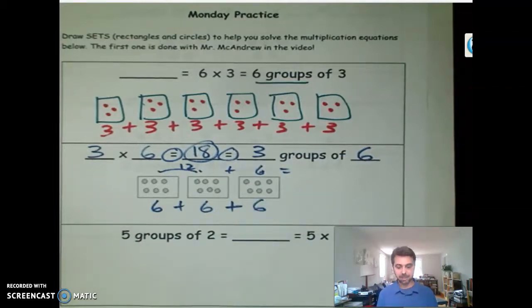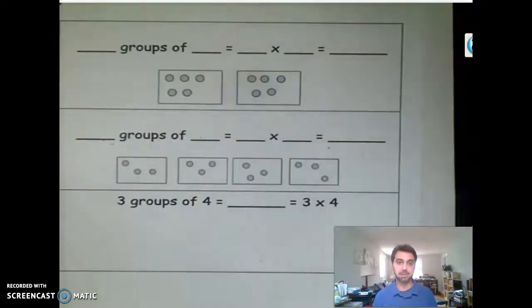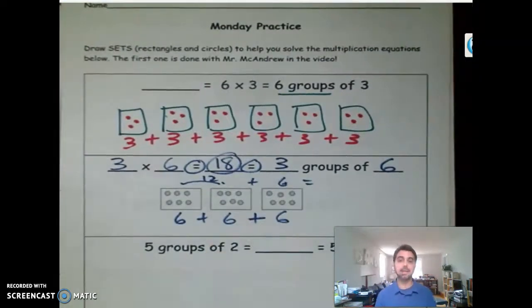All right. So you want to finish this one, and there are a few more on the next page for you to do and complete and show your teacher.